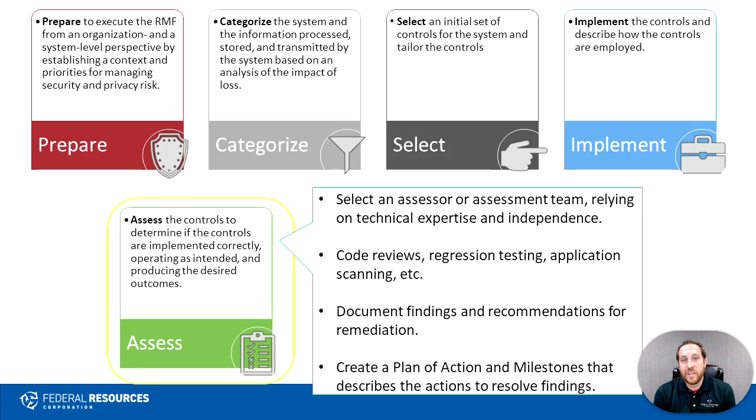Step 5 is assess. There are different kinds of assessments. We assess if the control was implemented correctly by the team. We assess if it's operating as intended in production, and we assess if it's producing the desired outcome. We often have a specialized assessment team that's separate from the implementer, and they figure out how to do the assessment. Will they conduct code reviews, penetration testing, security scanning tools, audit logs, and so on. Reports are created and remediation actions are produced.